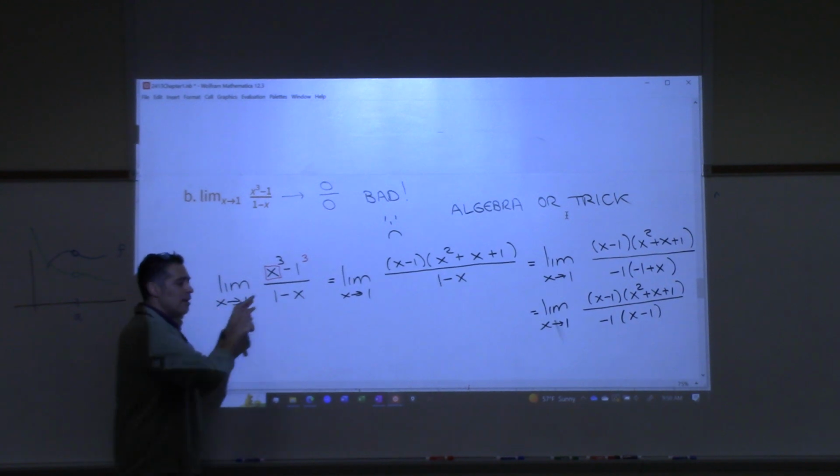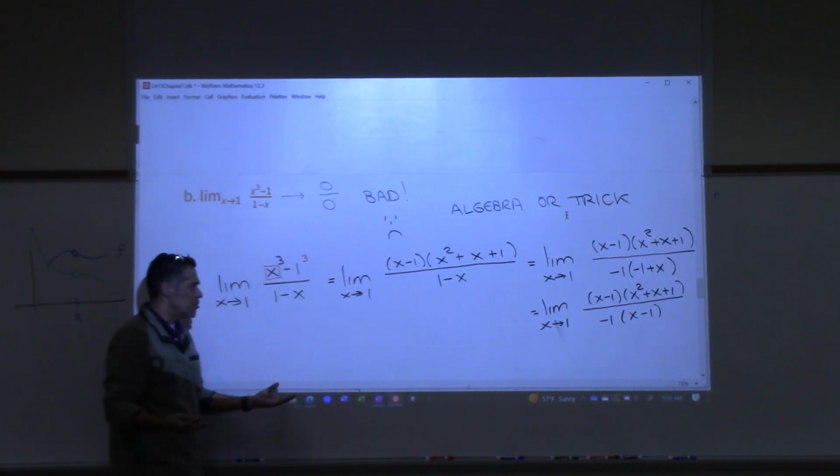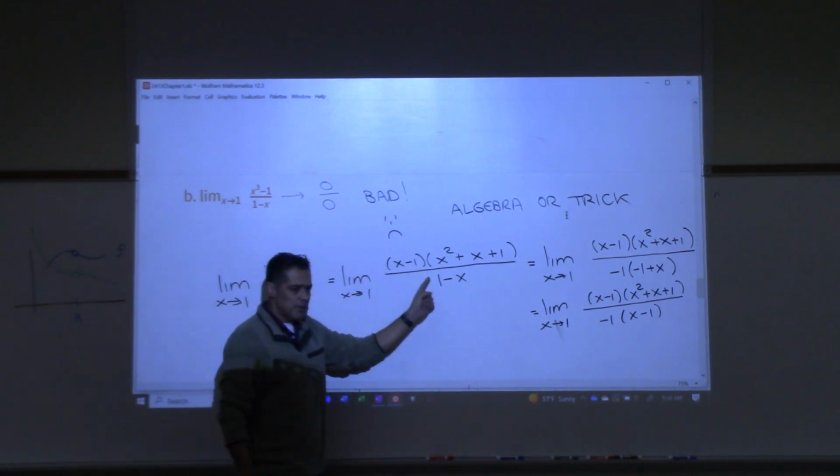Here, we tried plugging 1 in. We got 0 over 0. That's bad. We need to do some algebra. We need to do some sort of trick. We noticed that the numerator is a difference of cubes. We use a difference of cubes formula.